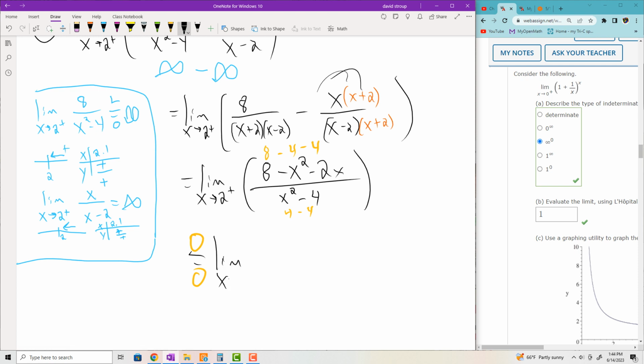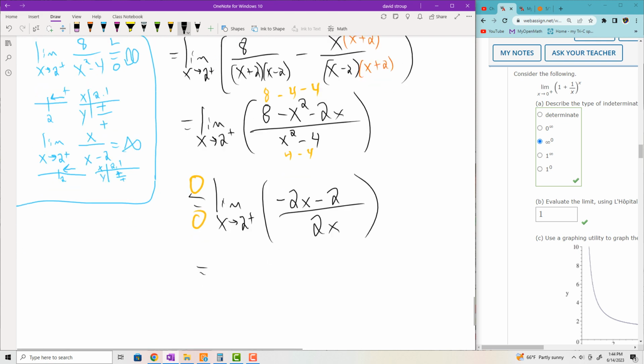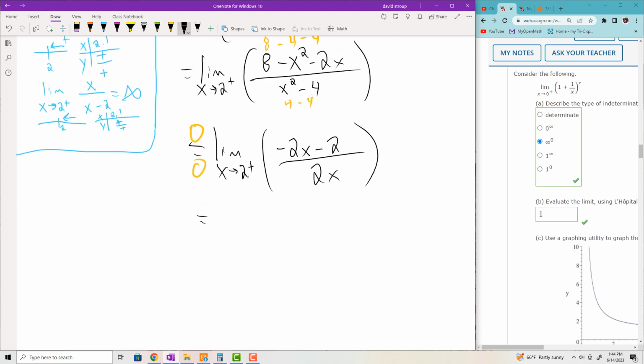So you have the limit as x goes to 2 from the right of derivative of 8 is 0, derivative of x squared, negative 2x, derivative negative 2x, negative 2. In the denominator, you'll have 2x. Do I need L'Hopital's again? So if I plug in, I'll have negative 2 times 2 is negative 4. No, I'm good now. Minus 2 all over 2 times 2 is 4. So that will be negative 6 fourths, which is negative 3 halves.